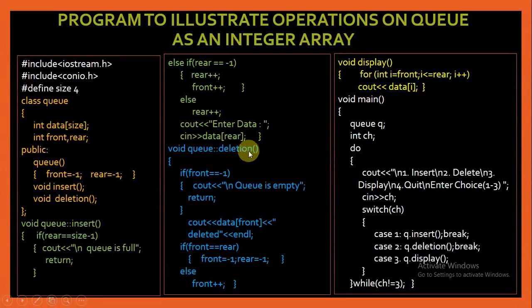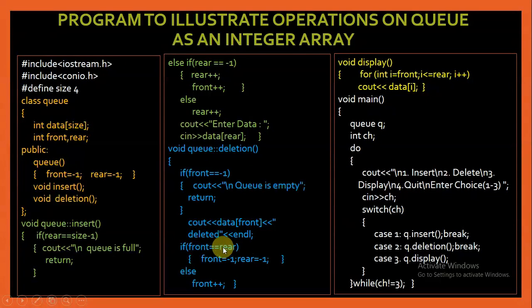Now let us look at the deletion operation. Now while deleting, we will check whether front is -1 or not, because if front is -1, we will say queue is empty, or we can say queue underflow, and we will return, because it is not possible to delete an element from an empty queue. Otherwise, we will display the data which is present in the front of the queue, data front, and then we will check if front and rear are same. If front is equal to rear, it means there is only one element in the queue, and deletion of that element causes both front and rear equal to -1. You can see here front is -1 and rear is -1.